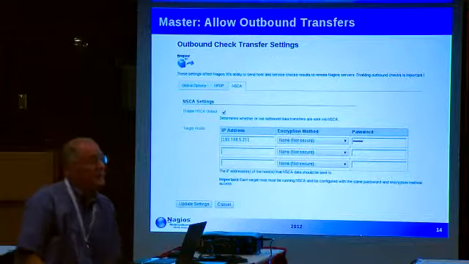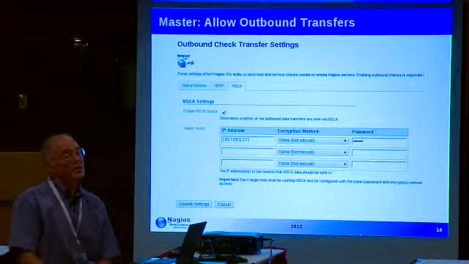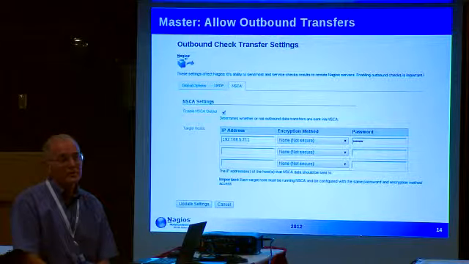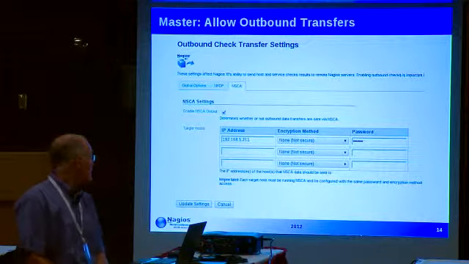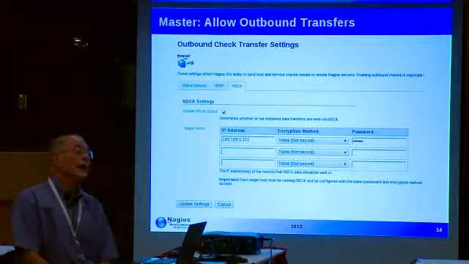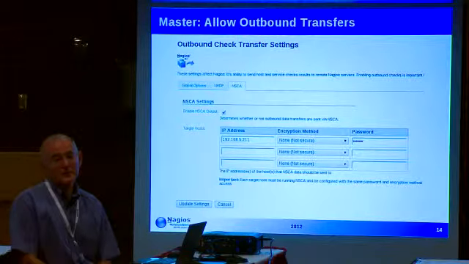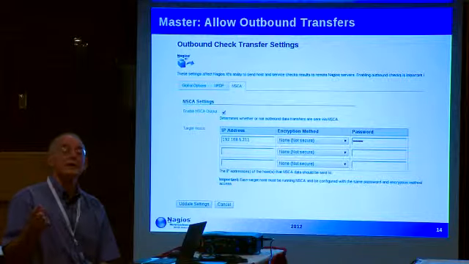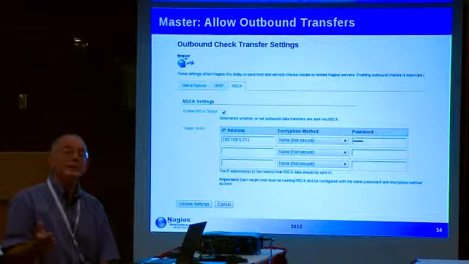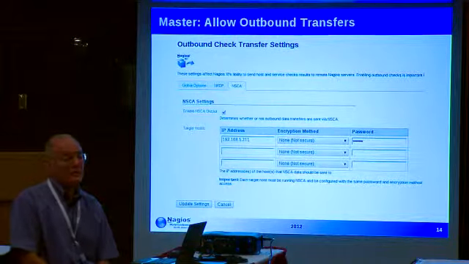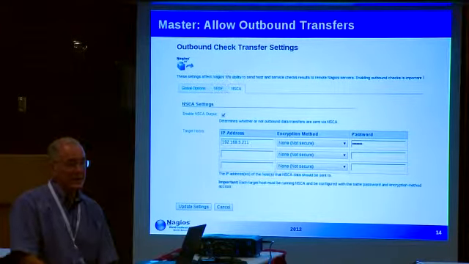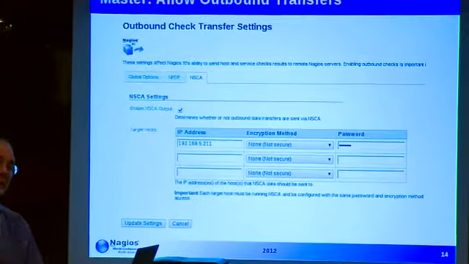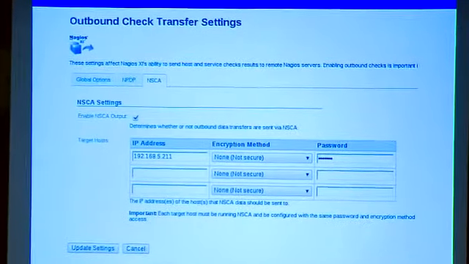Here is an example. Now, this is XI. So remember, with XI, you have a couple other situations that you have to work with when you're working with NSCA. This is on the master. You have to allow outbound transfers. NSCA is looking for an IP address. It's looking for an encryption method, and it's looking for a password. So those 3 things are going to have to be configured on your Nagios master and the slave so that they can send this, and it's going to be encrypted.